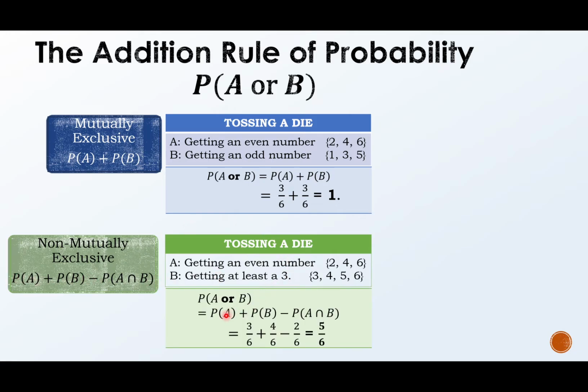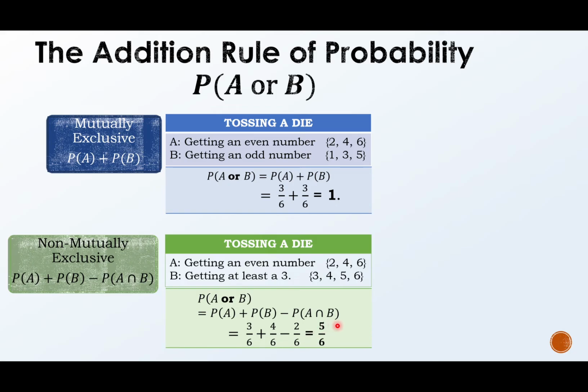So, we add the probability of getting an even number, which is 3 out of 6, and the probability of getting at least a 3, which is 4 out of 6, but we subtract the probability of the intersection ng events, which are, ang laman ng intersection are 4 and 6. We have 2 elements inside A intersection B. Therefore, we have 2 over 6 as its probability. And we end up with 5 out of 6.